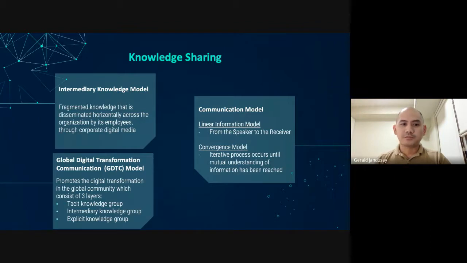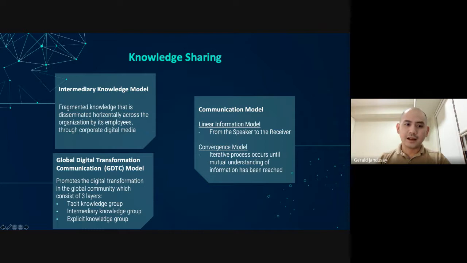Basically, the intermediary knowledge model, this is a knowledge sharing through intermediary knowledge can effectively and efficiently promote global communication as a result of digital IT transformation. So by means of corporate bodies conducting global communication accompanied by digital IT transformation. And aside from that, there are various communication models that we can apply. First is the linear information model, in which the communication is from the speaker going to the receiver. And the second model is the convergence model, in which an iterative process occurs until a mutual understanding of the information has been reached.